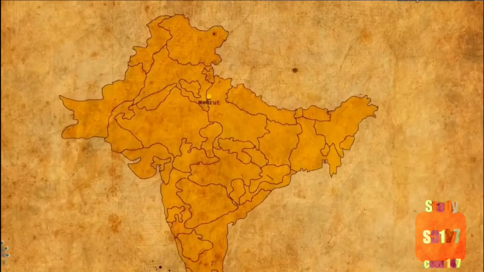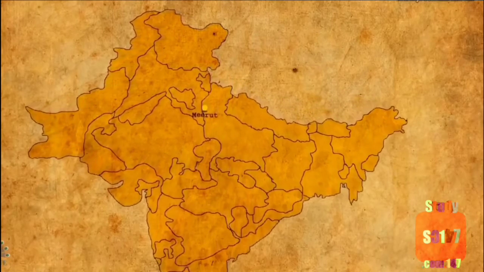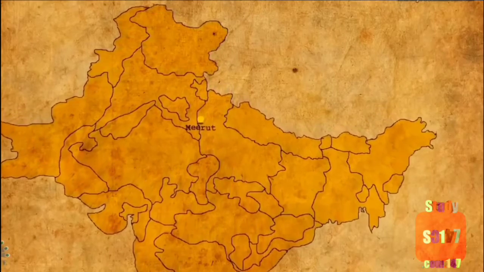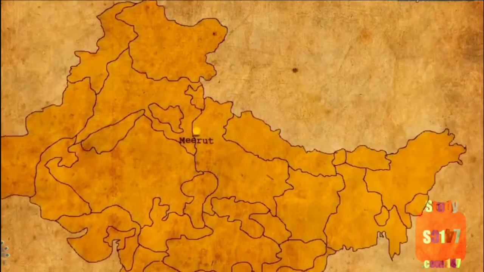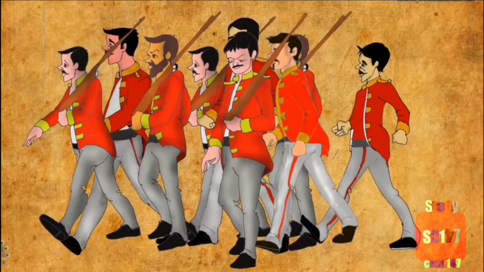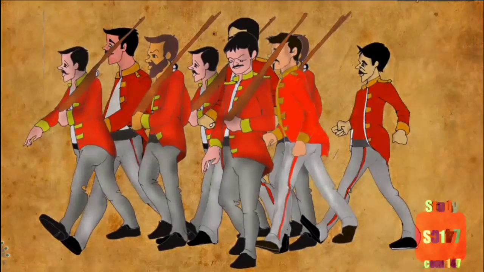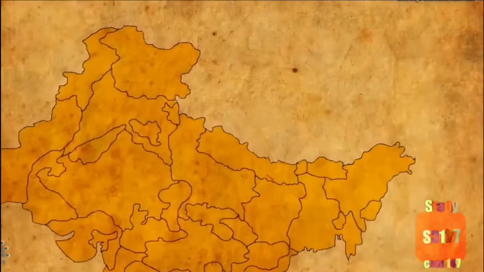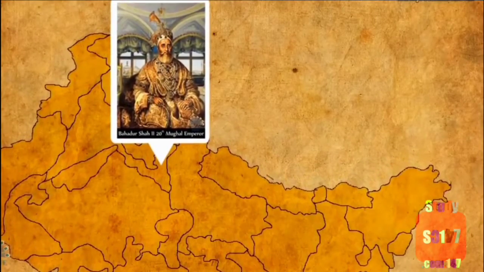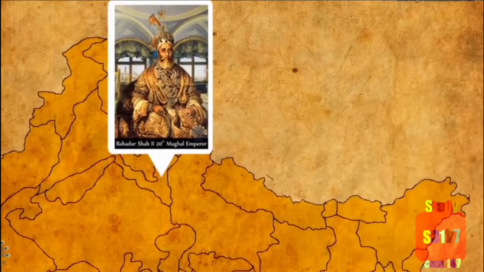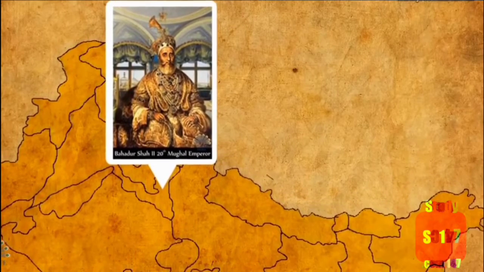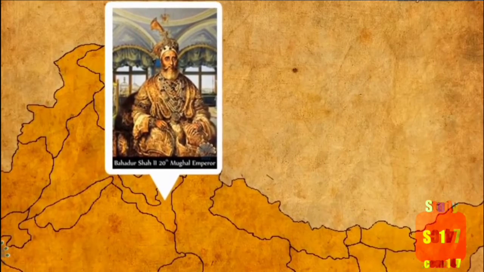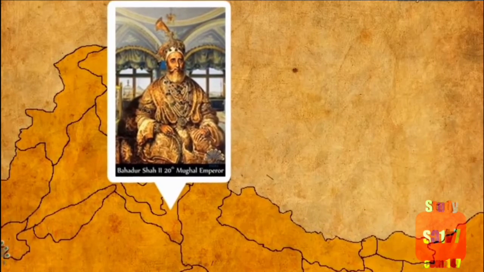85 sepoys at Meerut cantonment were stripped of their uniform and sentenced to 10 years of rigorous imprisonment for defying the orders on the issue of greased cartridges. On the next day, the sepoys mutinied and released their fellow inmates. These sepoys marched towards Delhi and reached the Red Fort in the early hours of the 11th of May. The rebels approached the Mughal emperor Bahadur Shah to become the leader of the revolt and proclaimed him Shahenshah-e-Hindustan. The rebels captured the city of Delhi from the British.